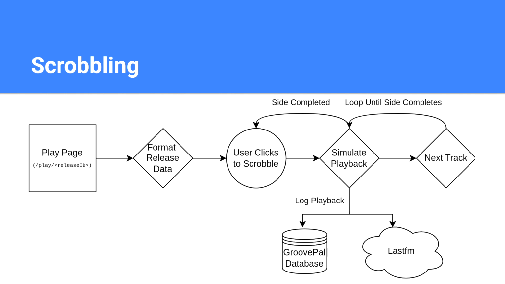The way in which we simulate playback is with an async await loop, and setTimeout is based off the duration of the track converted to milliseconds. Once a track finishes its simulated playback, it is logged to Last.fm, and a copy of the scrobble is stored in our local database. The next track is started, and this process continues until all tracks on a side have completed their playback. Once a side is finished, the user is then able to begin simulating the playback of the next side if it exists. This can continue until the entire album has been scrobbled.